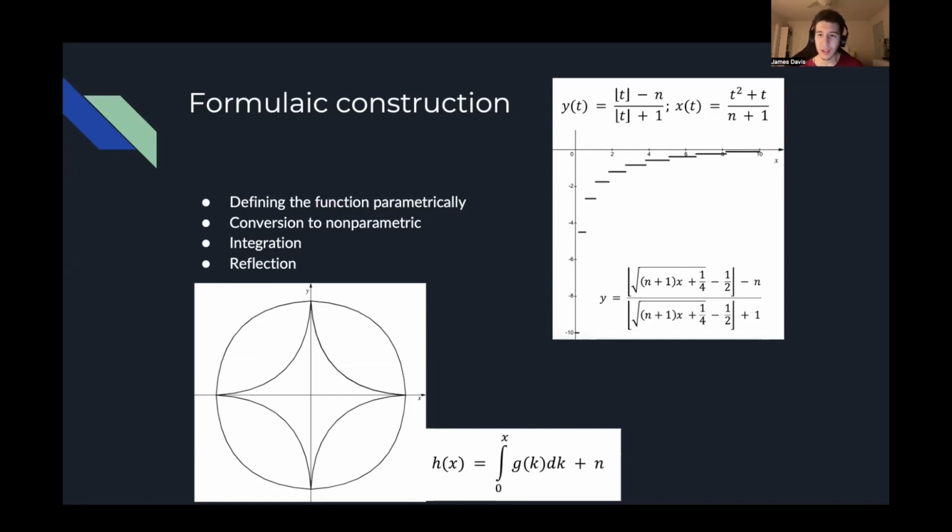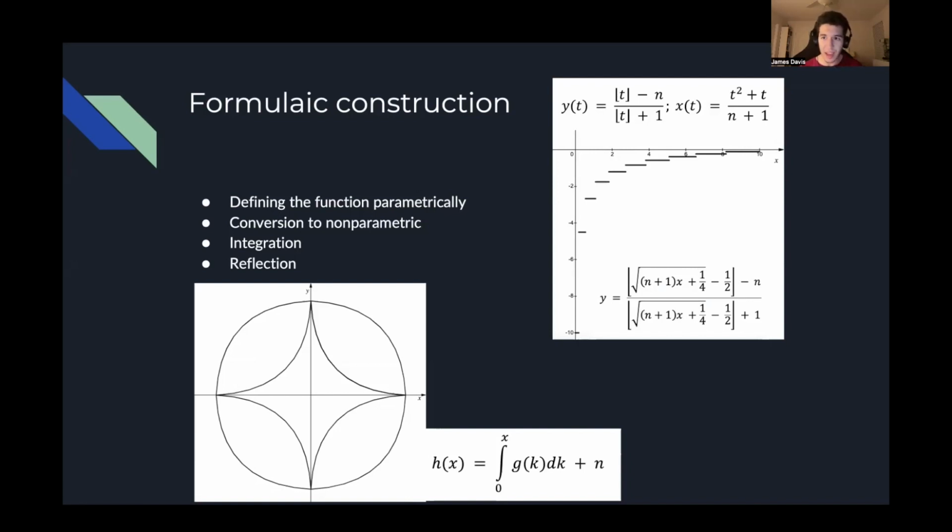Now, I rearranged this to be a function of y in terms of x. What I did was define t in terms of x first as the square root of (n plus 1) x plus 1/4, minus 1/2. And then I substituted that into the equation of y of t. Once I did that, I represented y as g of x, and I took the integral of g of k with respect to k from 0 to x. And then I added n to it. And that's how you end up getting the first quadrant star-like shape. After that, you do the reflections I mentioned previously, and you get this.